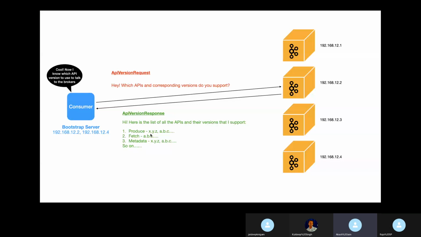So this is what the consumer knows. It knows now which version to use to talk to the broker. Now the next thing is, of course, it wants to consume. That's what the consumer is meant to do.